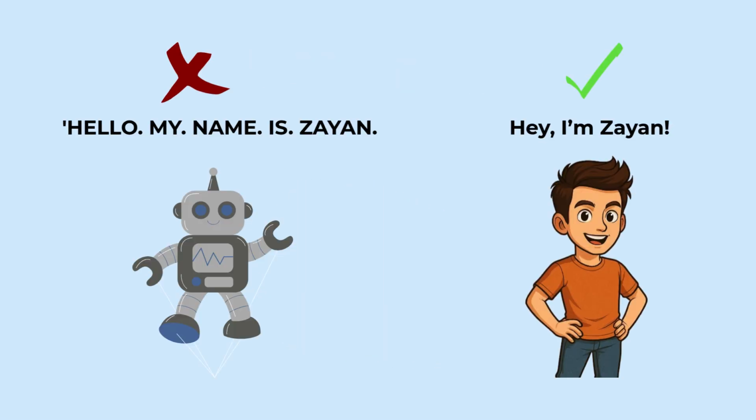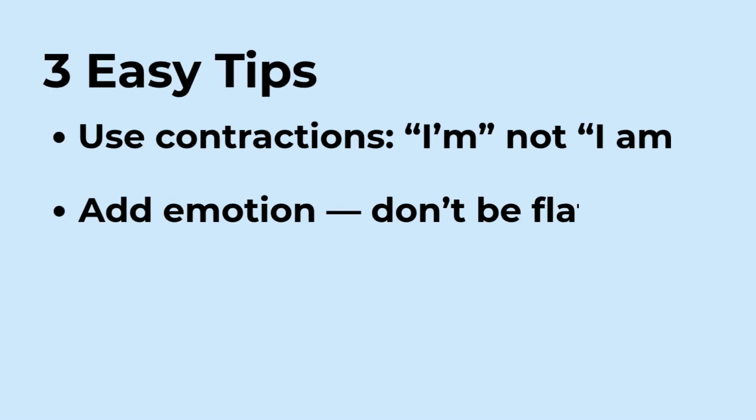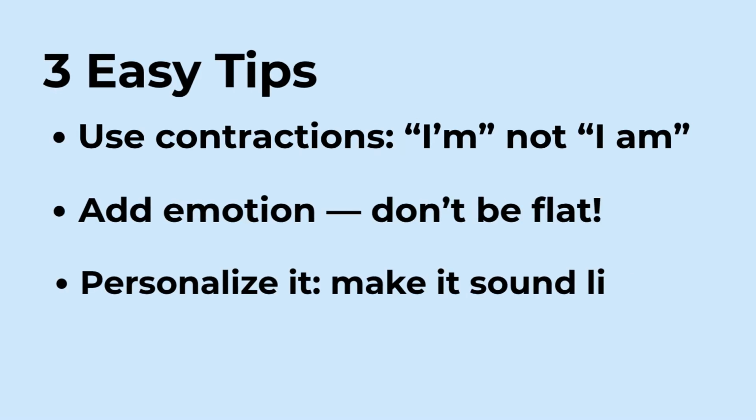Hello, my name is Zayan. Don't do that. Say it like this. Hey, I'm Zayan. Let's give you three quick tips. Use contractions. I'm, not I am. Add emotion. Never, ever sound flat. Personalize it. Make it sound more like you.